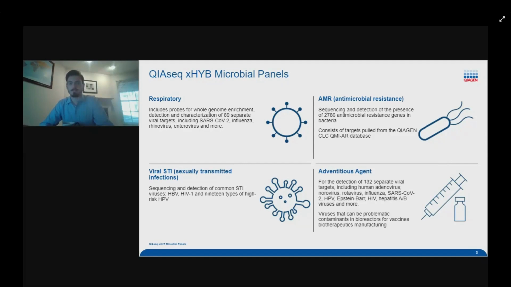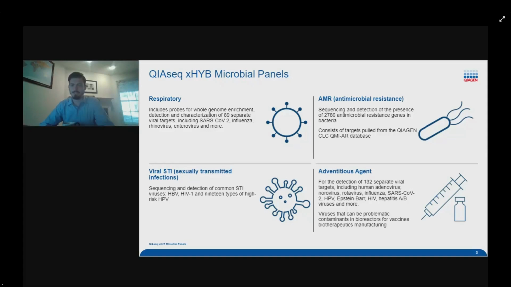And it consists of targets that are pulled from QIAGEN CLC QMI antibiotic resistance database, which is a conglomeration of multiple different AMR databases that exist. We also have a viral sexually transmitted infections panel for the sequencing and detection of common STI viruses, which includes hepatitis B, HIV-1, and 19 different types of high-risk HPV.